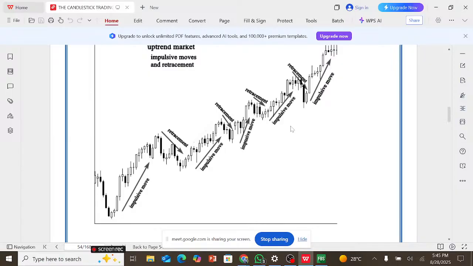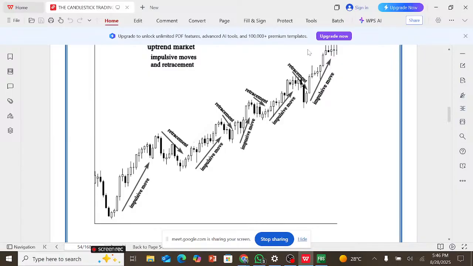In this case, we only consider buying opportunities because the market is already showing us that it is going up. So in the uptrend, no selling opportunity. We only focus on buying opportunities.